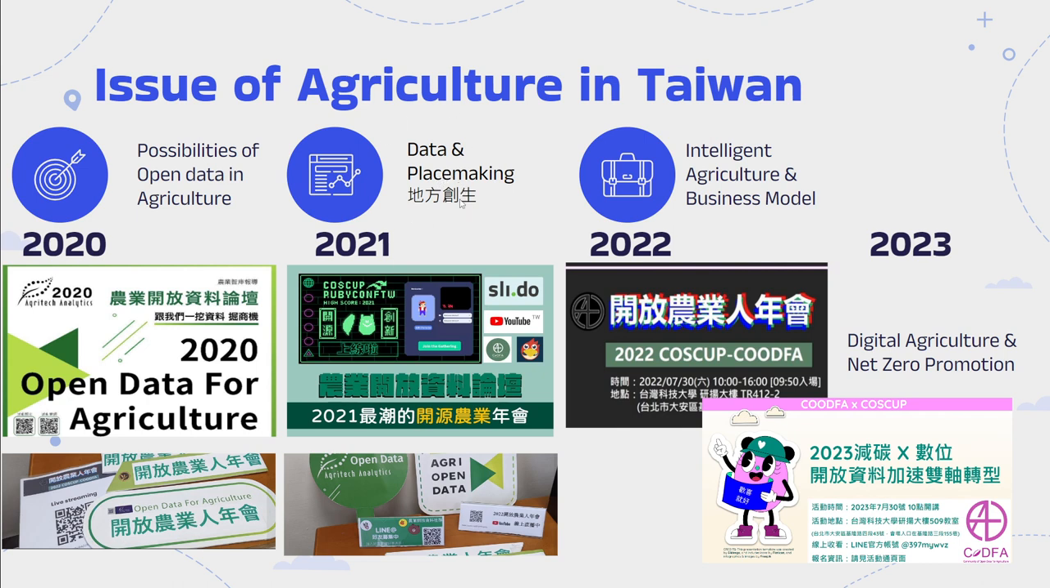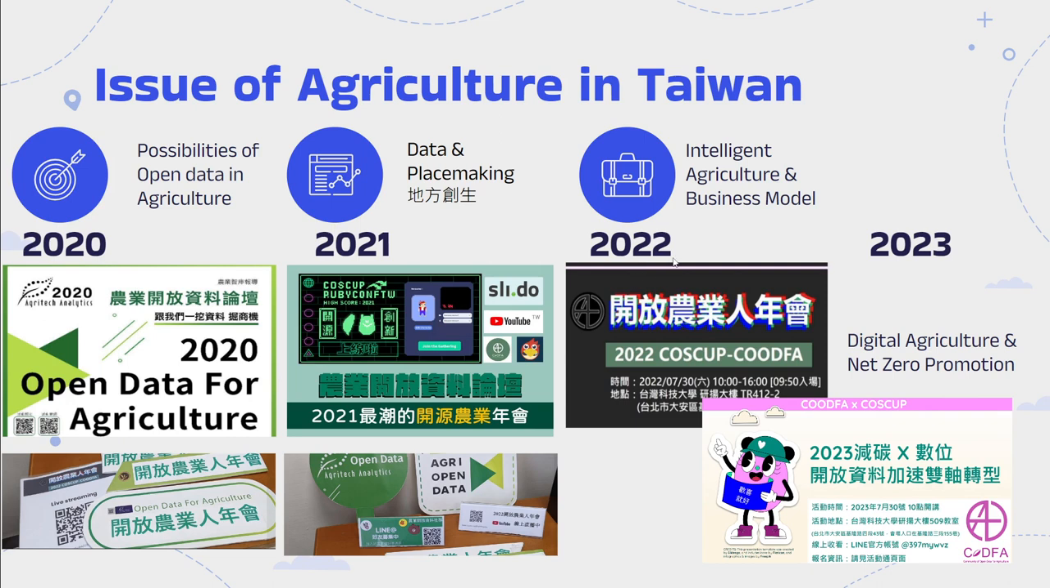It's a big issue because in the countryside, more and more young people leave their hometown for the city. In Taiwan, the farmers are usually very old, the age of farmers is over 50 or 60 years old. So in 2021, we had this conference to discuss how we can let young people stay in the countryside by using open data.